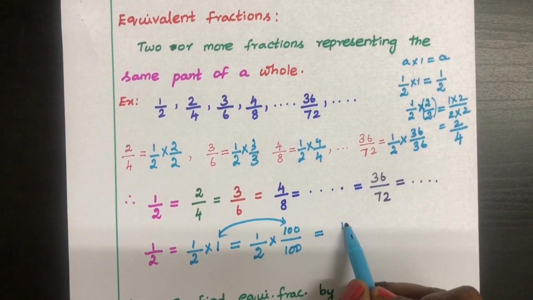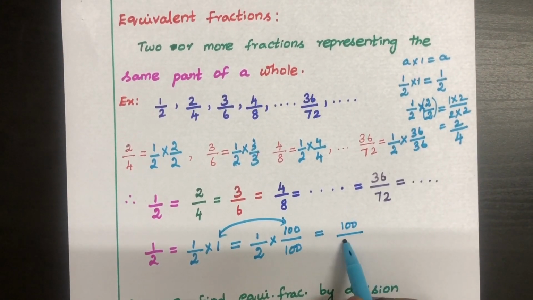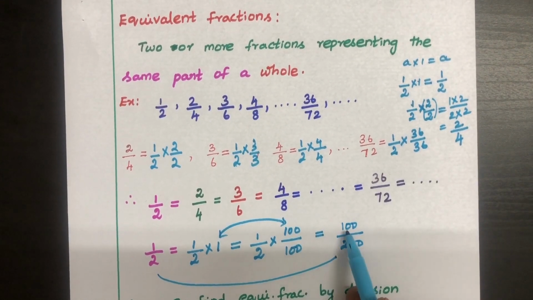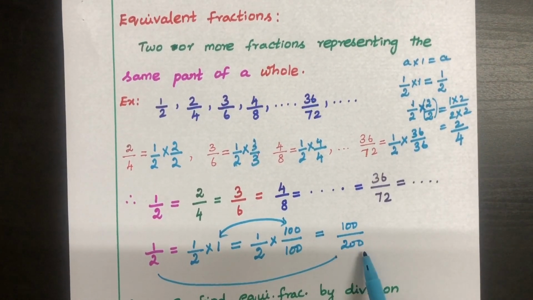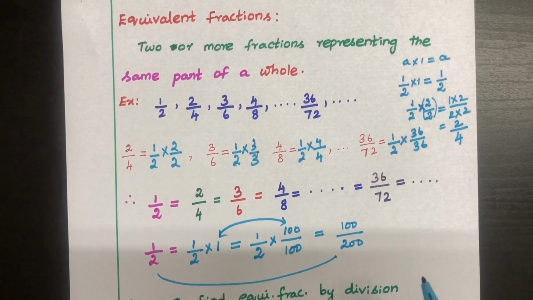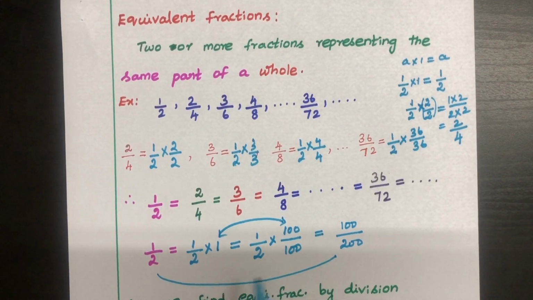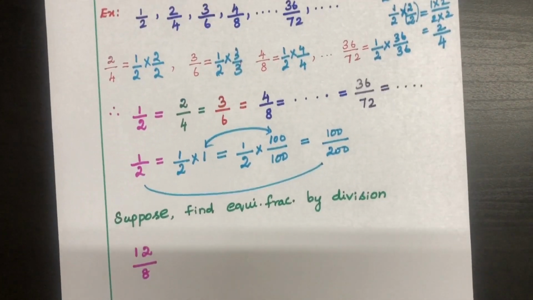This is equal to 100 divided by 200. So, 1 by 2 is now equal to 100 divided by 200. So, wherever you are asked to find the equivalent fraction, always multiply the given fraction with the same number in the numerator and in the denominator. That's all, using multiplication.